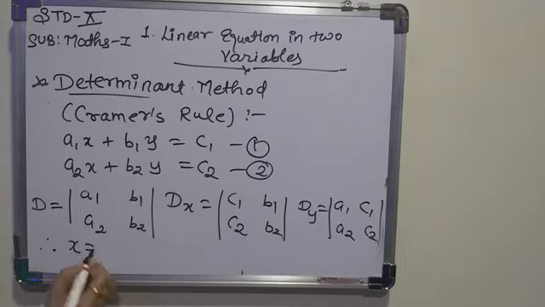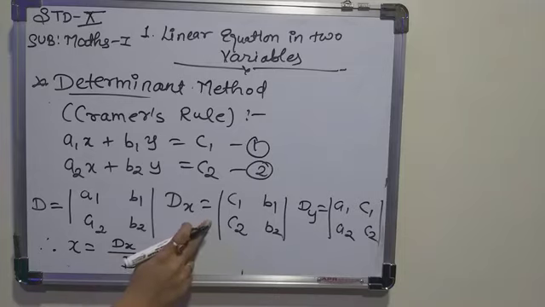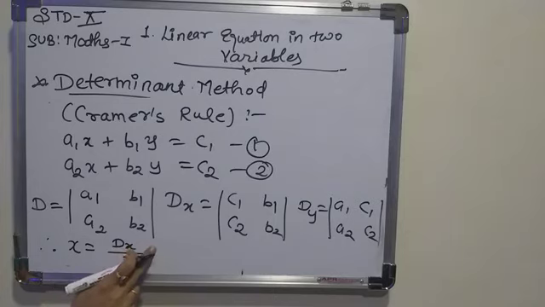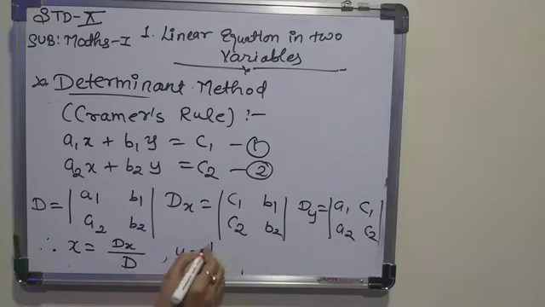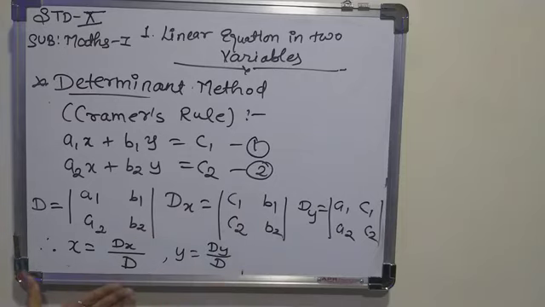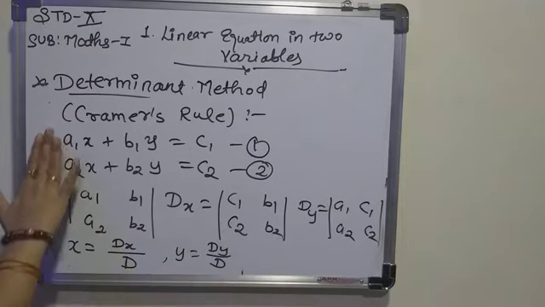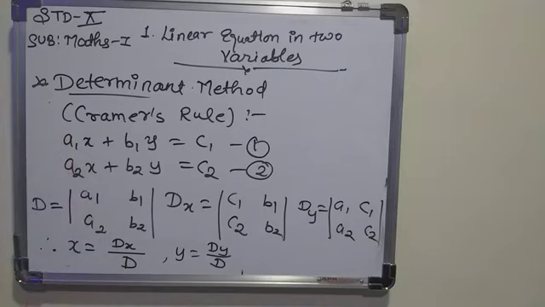So for x, the formula is Dx upon D. It means whatever value you get for Dx, you have to divide that value by the value of D. Similarly for the y variable, Dy upon D, right? So this is, you can say, the formula for Cramer's rule.